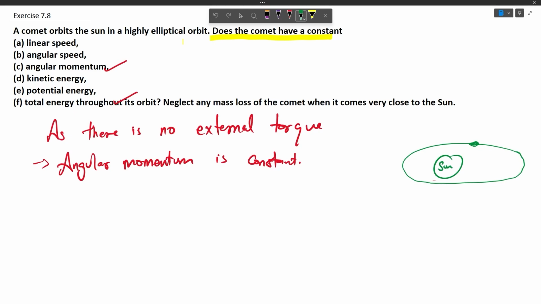Now in the next option we have total energy throughout its orbit. This is going to be true, because net force on this system is negligible. So angular momentum and total energy throughout its orbit are going to be constant.